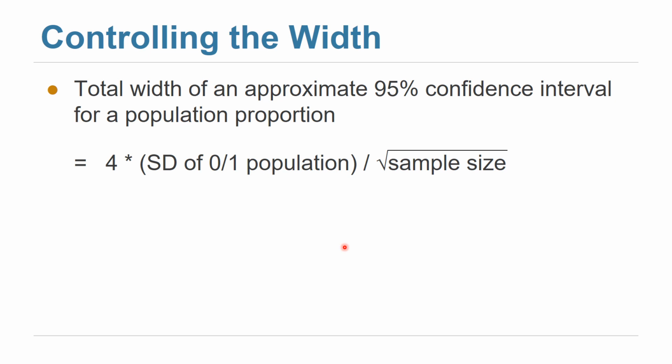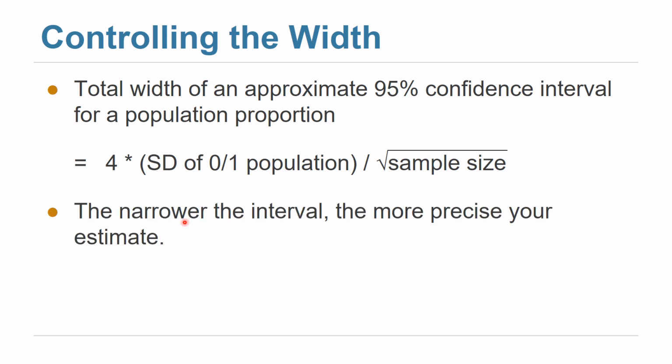Now, to control the width, given that we have a specific width of the 95% confidence interval, which means that I want the width of the interval to be a specific number, that number, as we saw from the previous slide, is equal to 4 times the standard deviation of the 0-1 population, which is the actual population of the data, divided by the square root of the sample size. That means that the narrower the interval, the more precise your estimate, as we indicated previously.